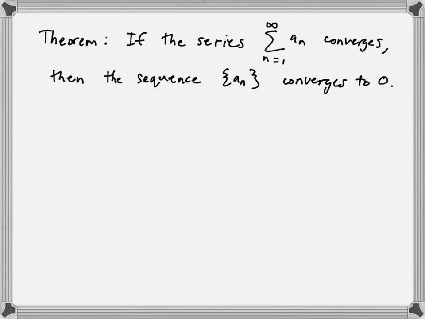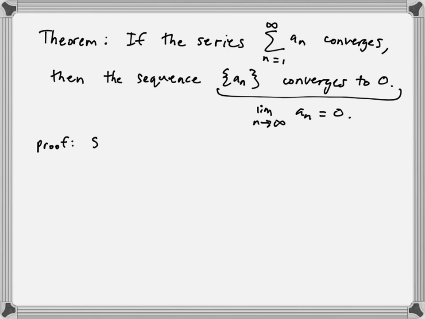Okay, so what does it mean for the sequence to converge to 0? This means that the limit as n goes to infinity of a_n is 0. So what this is saying is if our series converges, then the sequence itself converges to 0. Okay, so what is the proof of this fact?